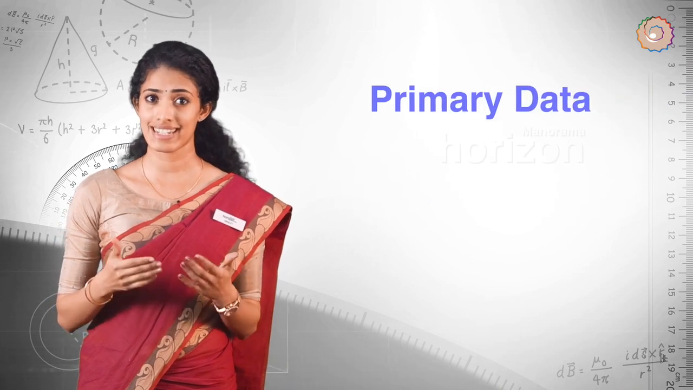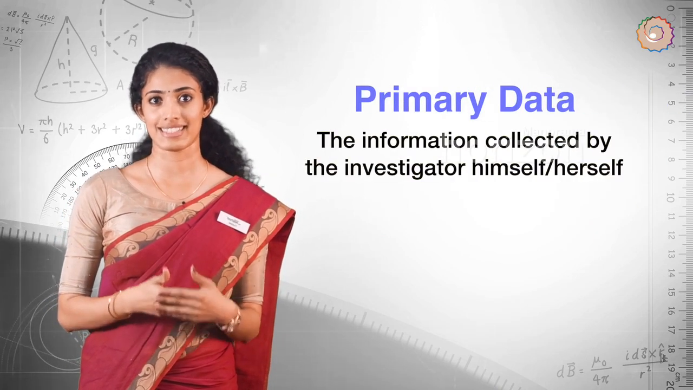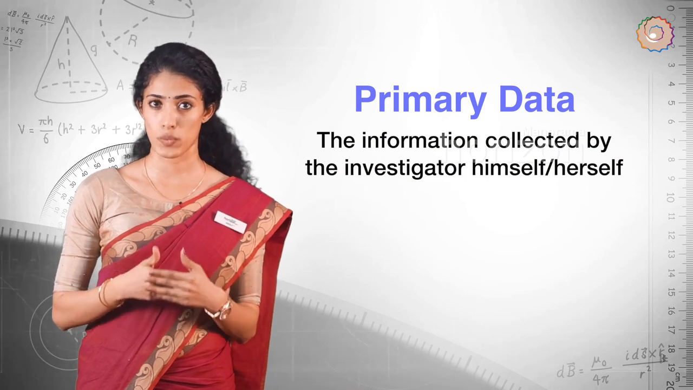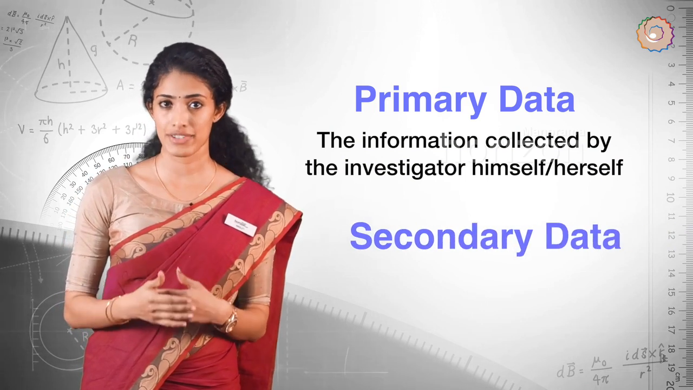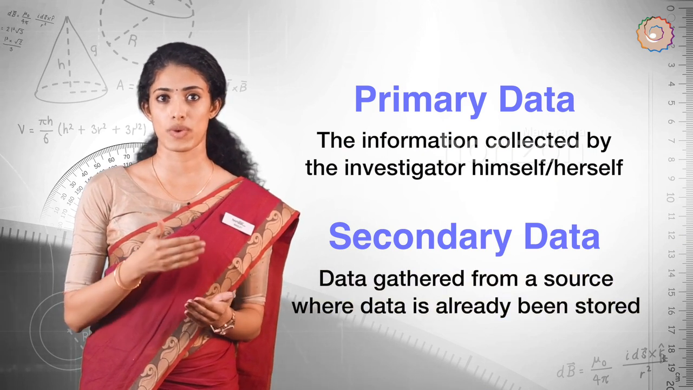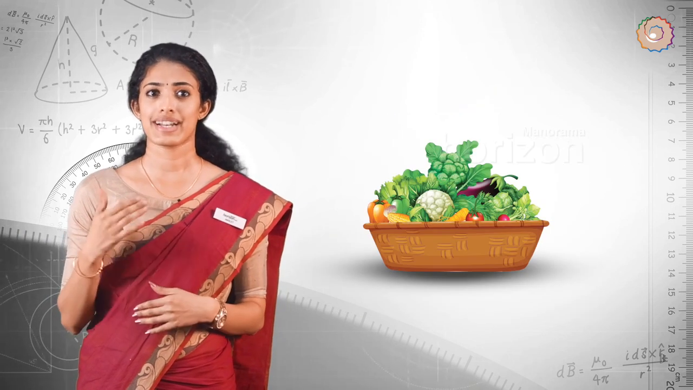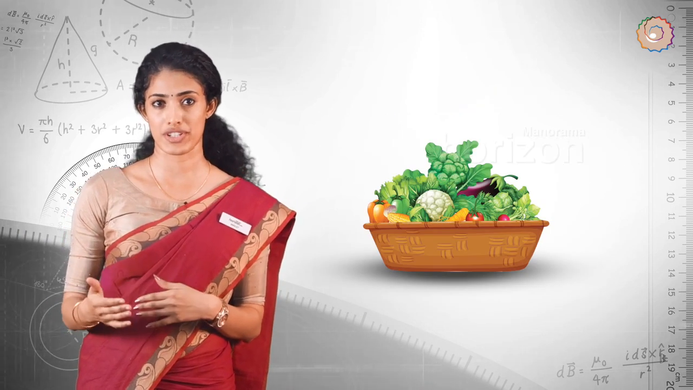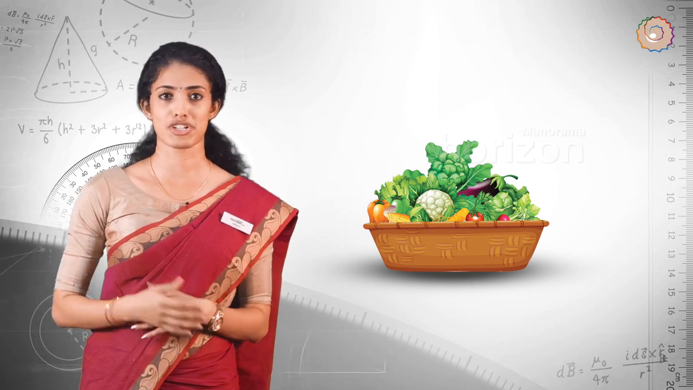So what exactly is primary data? Primary data is basically the information collected by the investigator himself or herself. What is secondary data? Secondary data is gathered from a source where data is already being stored. Suppose you need to analyze how many types of vegetables are there in this basket and you need them to sell in a vegetable shop.